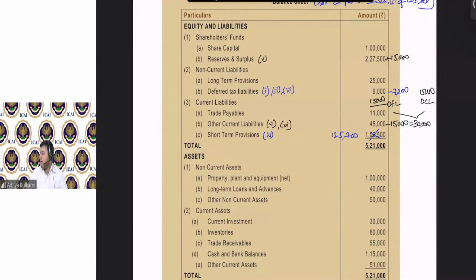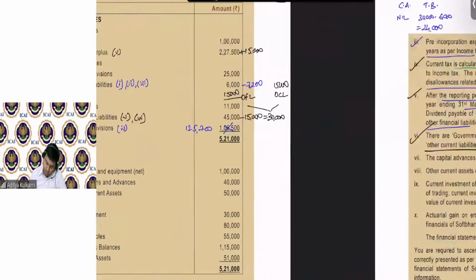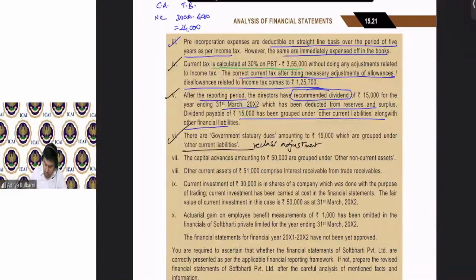Mohammed, was the earlier one clear? Yes. Okay, fair enough. So tell me now, what about adjustment 7?